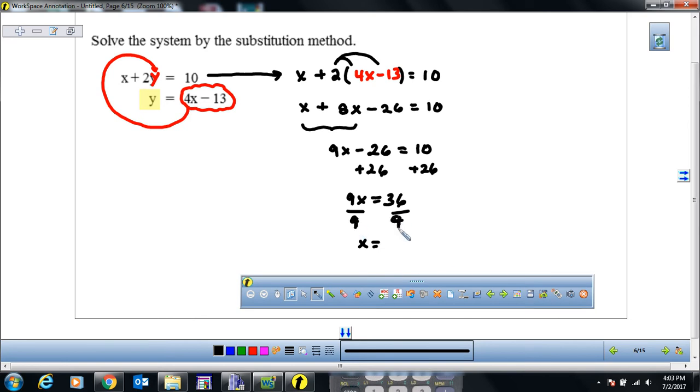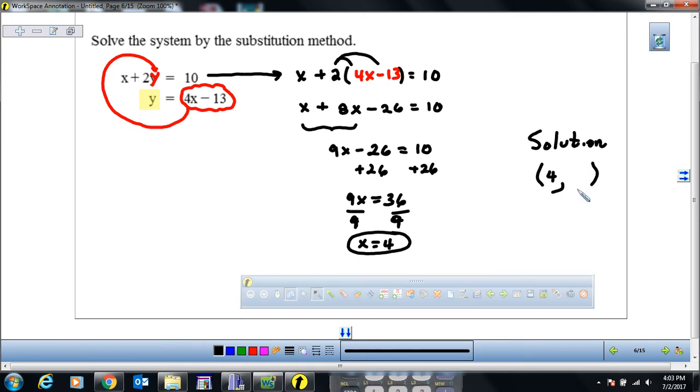And that gives me x is equal to 4 as the solution. So this is the value of x for the solution. However, the solution, as you remember, must be an ordered pair. So for that solution, we already know that x is equal to 4. Now the question is, how do we find the y?